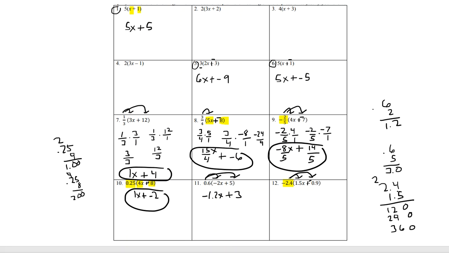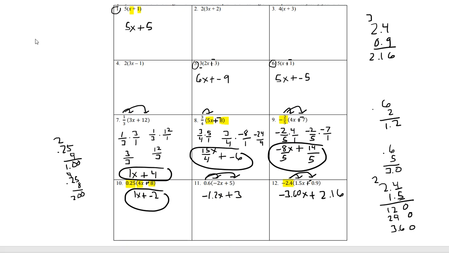But what we do have to be careful of is if there's two numbers to the right of the decimal in our problem, there has to be two numbers to the right of the decimal in our answer. So a negative 2.4 times 1.5x becomes a negative 3.60x. And then negative 2.4 times negative 0.9, so 2.4 times 0.9 becomes 2.16 positive, so plus 2.16.